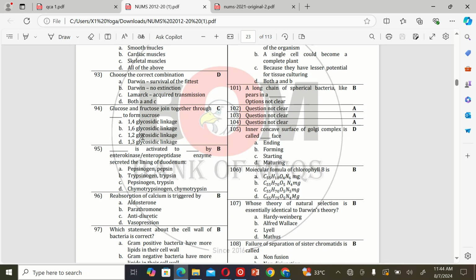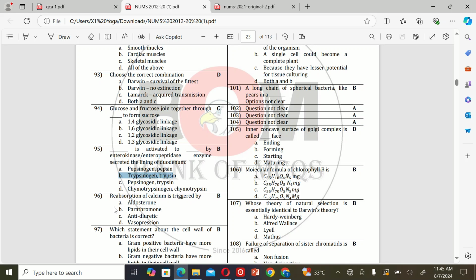The next MCQ is, dash is activated to dash by enterokinase, an enzyme secreted by the lining of the duodenum. A. Pepsinogen, trypsin. B. Trypsinogen, trypsin. C. Pepsinogen, trypsin, and D. Chymotrypsinogen, chymotrypsin. So the correct option is B.